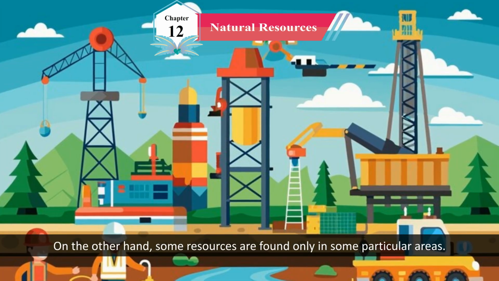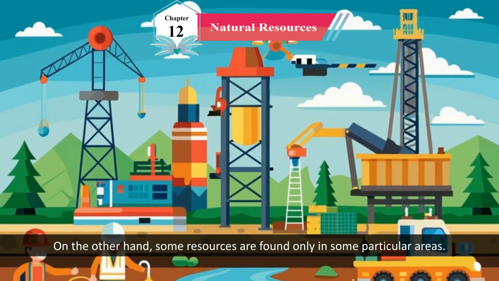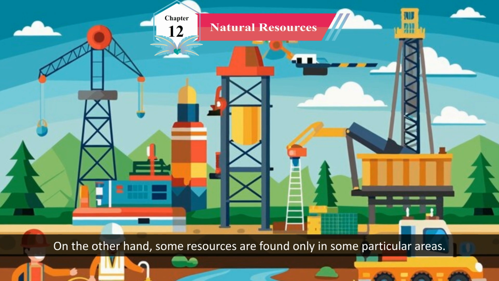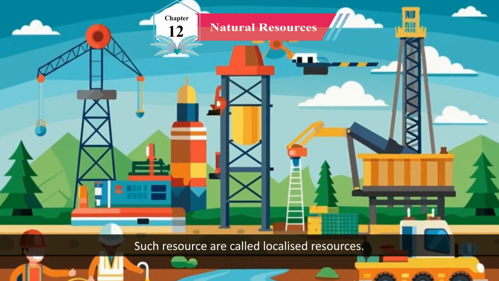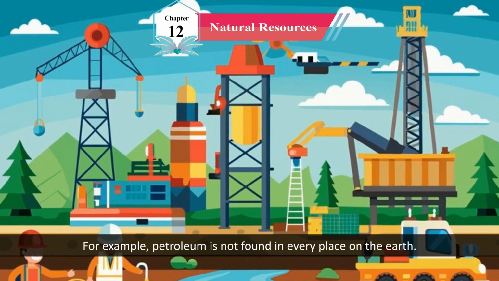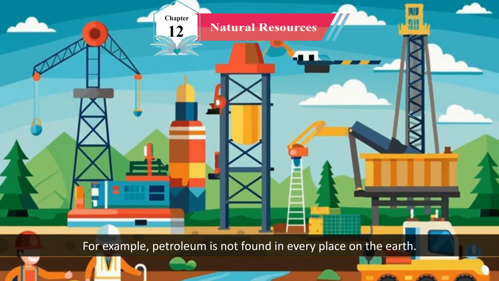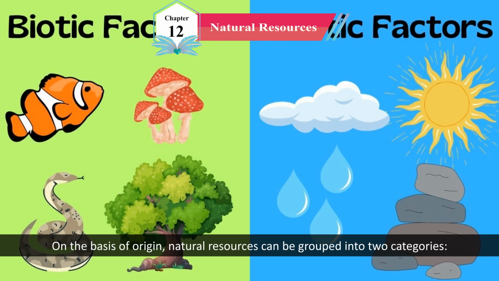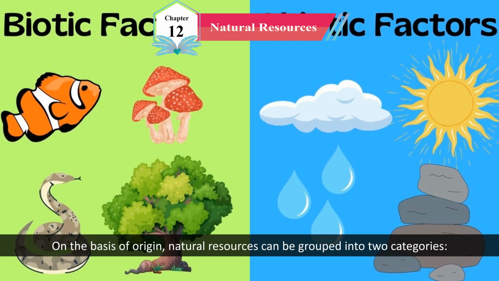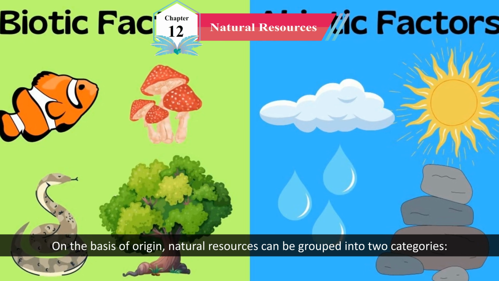On the other hand, some resources are found only in some particular areas. Such resources are called localized resources. For example, petroleum is not found in every place on the earth. On the basis of origin, natural resources can be grouped into two categories.